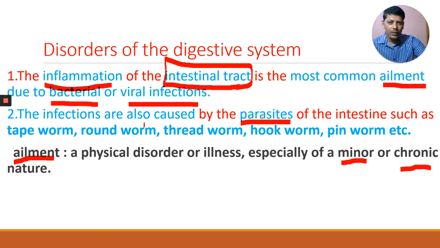The infections are caused not only by bacteria and viruses, but also by parasites. Where? In the intestine. Here in the first point we learned that infections occur in our intestine due to bacteria and virus. Here we are learning these infections are also caused by some parasites. Where do they occur? They occur in the intestine.